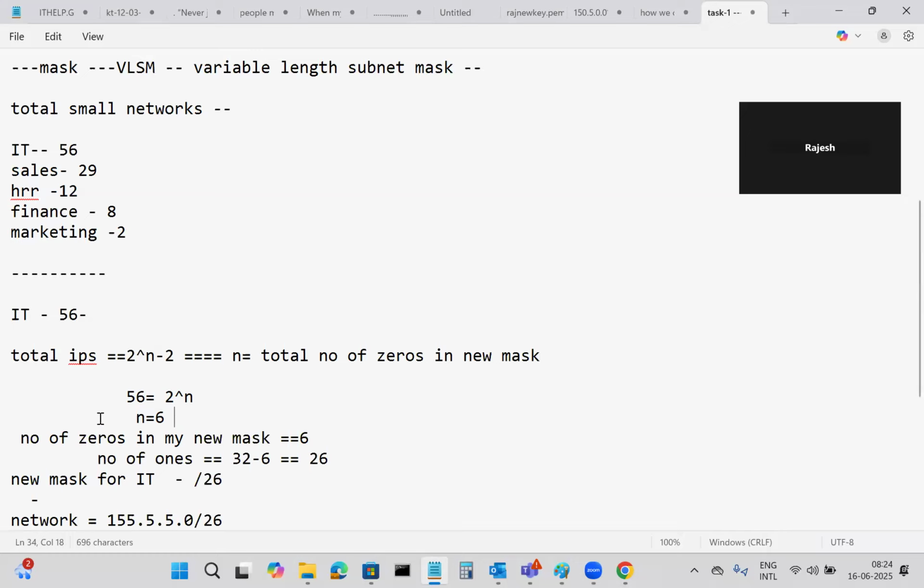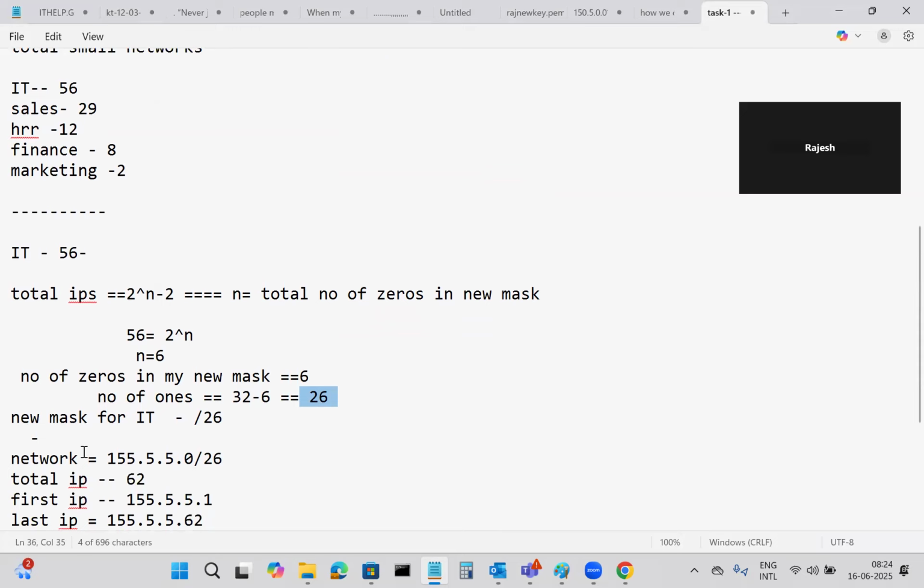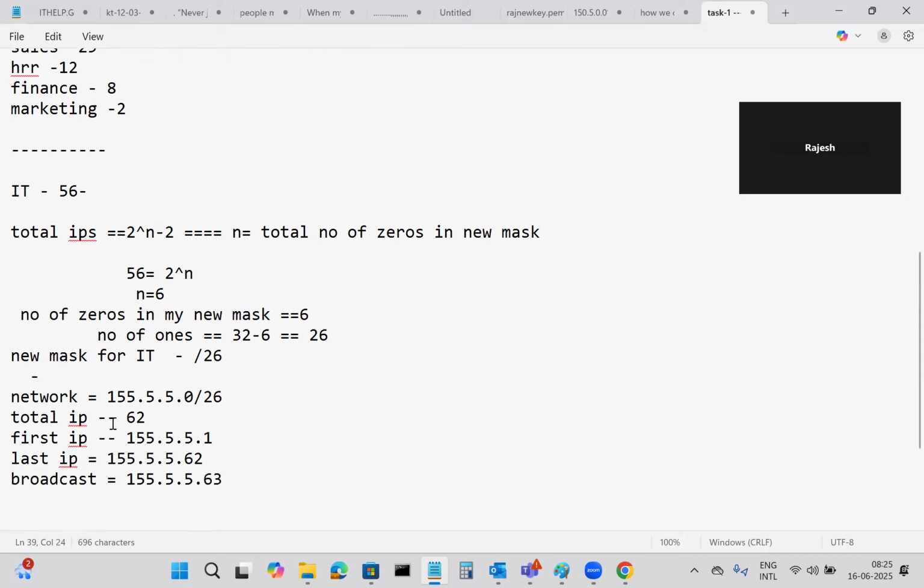So n is the number of zeros in my mask, correct? If the number of zeros in the new mask is 6, how many ones do we have? We have 32 minus 6, which is 26. The number of ones is my mask, so my mask for the IT department is 26. I will write my network for the IT department: whatever big network is given, attach the new mask 26, not the default 24. And then I will find my first IP, total IPs, last IP, and the broadcast IP, the same thing. Any doubt in this?